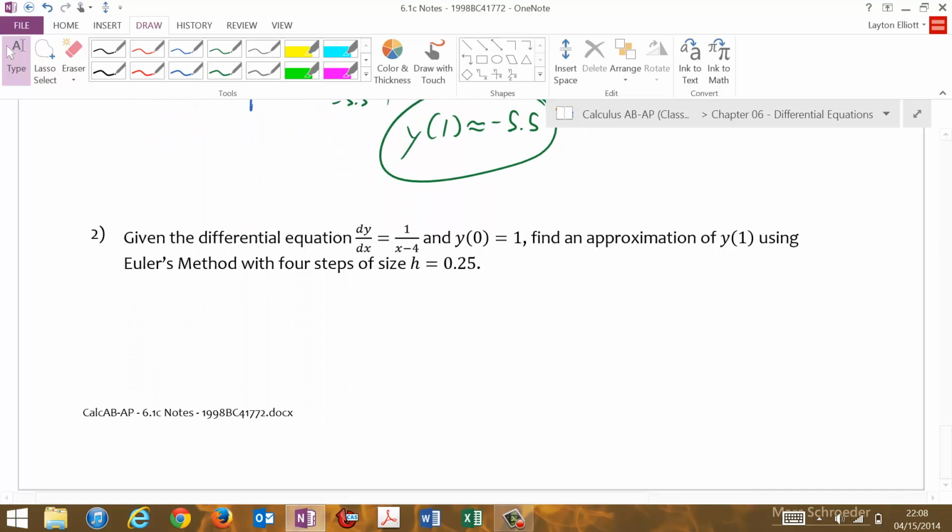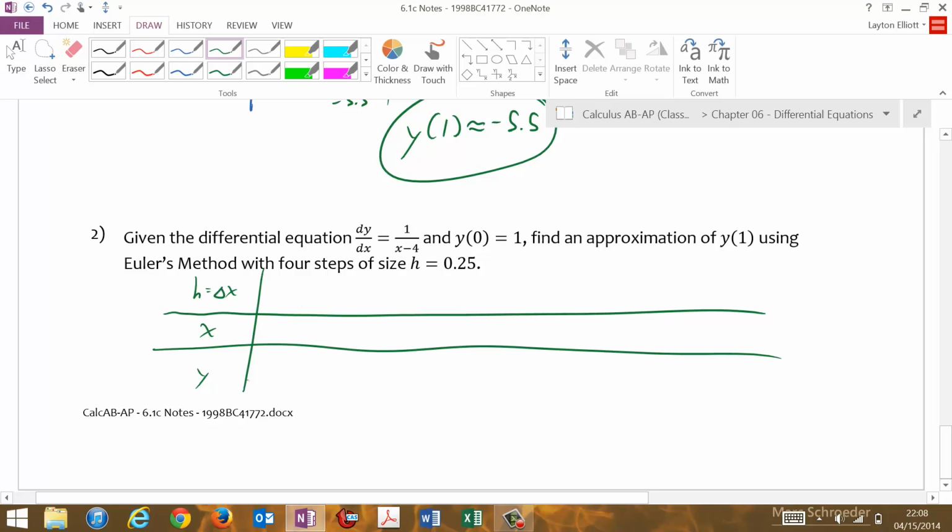Let's try this again. Hopefully I'll be a little more smooth on this one. I'll set this up like I did before. We'll have an h or a delta x, whichever one you want to call it. I've seen them both and haven't picked out one or the other. That's why I switched them here. X and y. Let's make this a little bit wider so I have more room. H is going to be 0.25 across the board. I'm going to start at the point 0, 1. And here's my differential equation. It's only dependent on x. If you look at that, that's a little bit different.